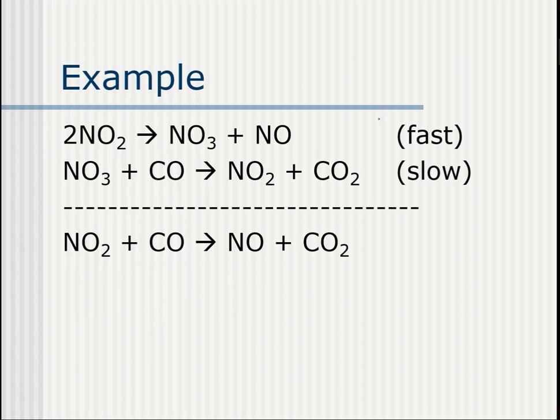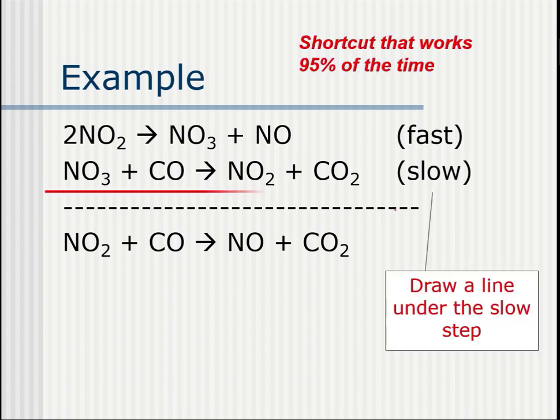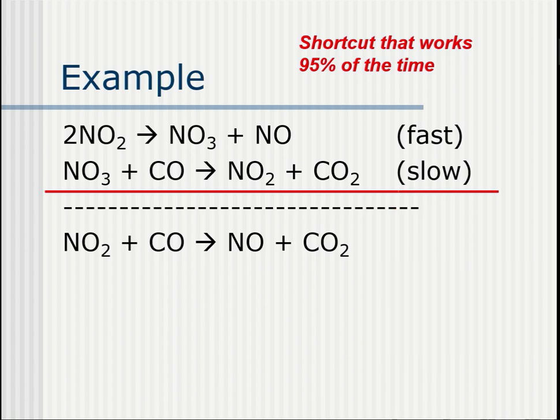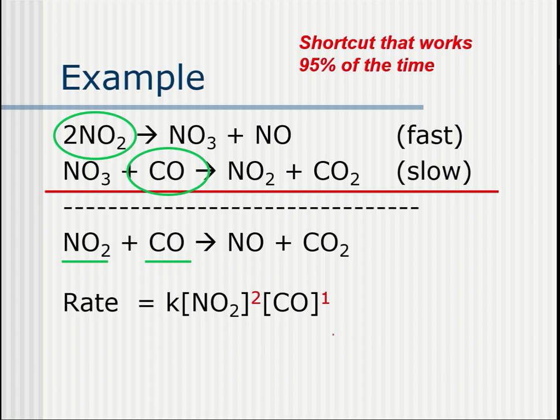Okay, well, let's try it again. Suppose the second step is the slow step, not the first step, but the second step is the slow step, where you're going to do the same thing. You're going to draw a red line under the slow step. And then again, you're going to count how many nitrogen dioxides are above the red line and how many carbon monoxides are above the red line. Well, there's two NO2s and there's one CO. So our rate law is going to be k times [NO2] to the second power times [CO] to the first power. Now, like I said, that works a very, very large percentage of the time. Not 100% of the time, but it does work a very, very large percent of the time.